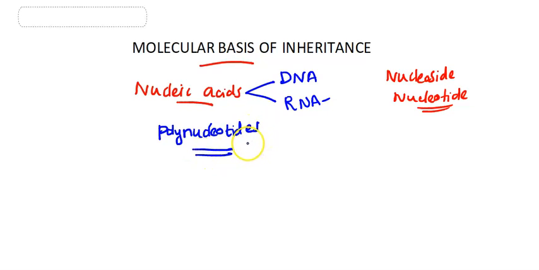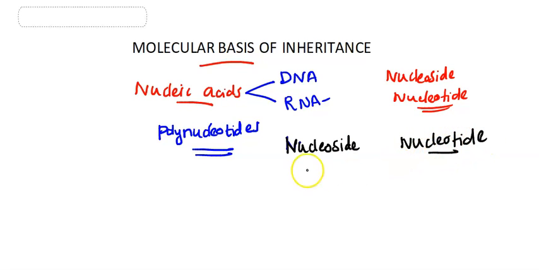Then the next question is how polynucleotides are made, and what the structure is. Here we need to understand two things. One is nucleoside and another one is nucleotide. You need to understand the difference between a nucleoside and nucleotide. This is very important both for your board examination as well as entrance examinations like NEET.